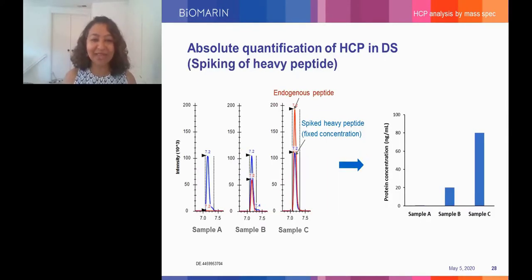The spiking of the heavy peptide, as I mentioned, allows you to do absolute quantitation, and you can compare the intensity of the unknown, in this case, the red peak, compared to the blue peak, which is a spiked in heavy peptide, and therefore you can measure the unknown red and come up with protein concentration in nanograms per mil.